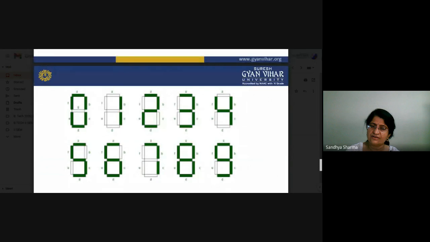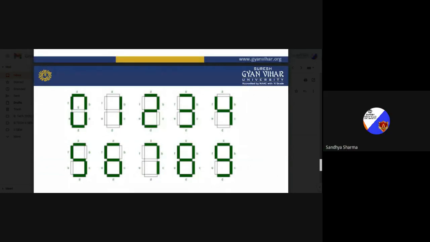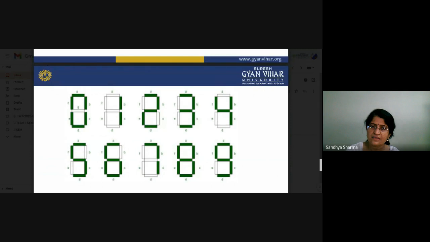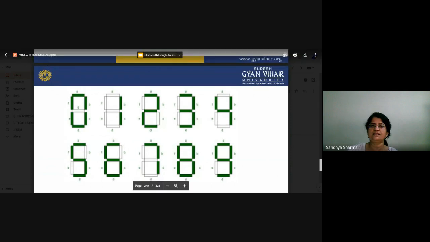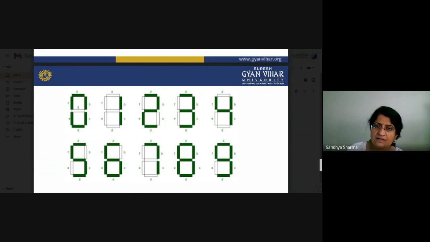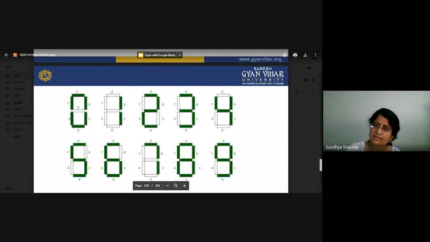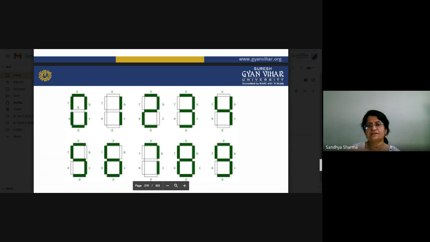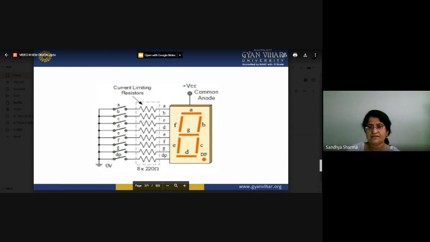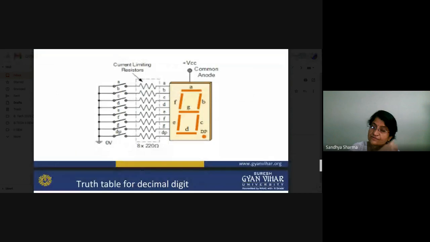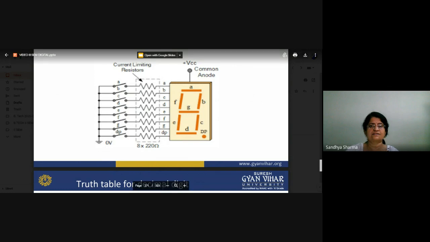If only two elements, B and C, glow, it will display just like a 1. For the 2, there are 5 elements. These 5 elements will make a 2, 3, 4. So there are 7 elements, and according to different combinations of these elements, they will display the numbers 0 to 9. And these are the common points A, B, C, D. These are the points of all 7 segments, and they are connected to current limiting resistors, and there is a switch and supply.